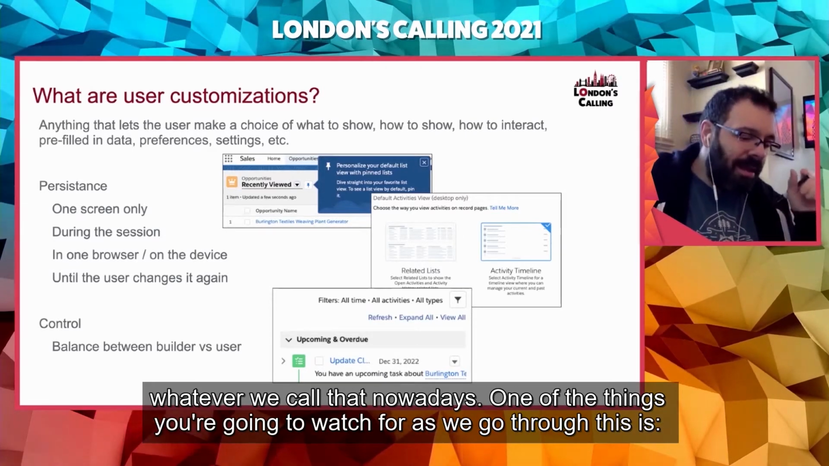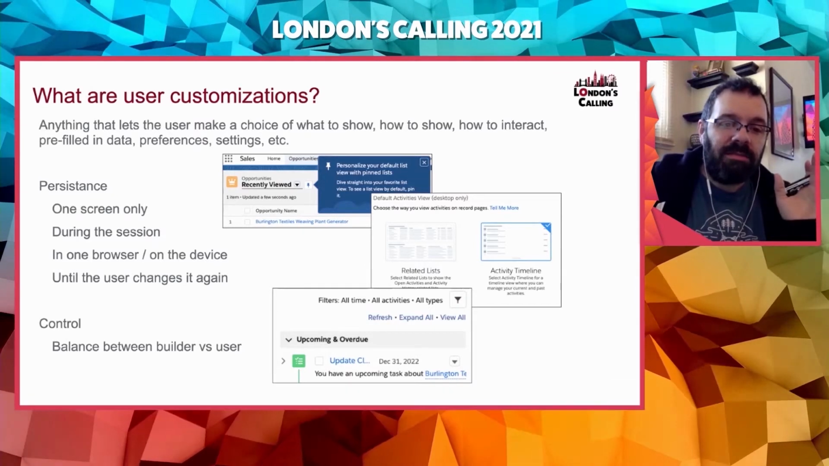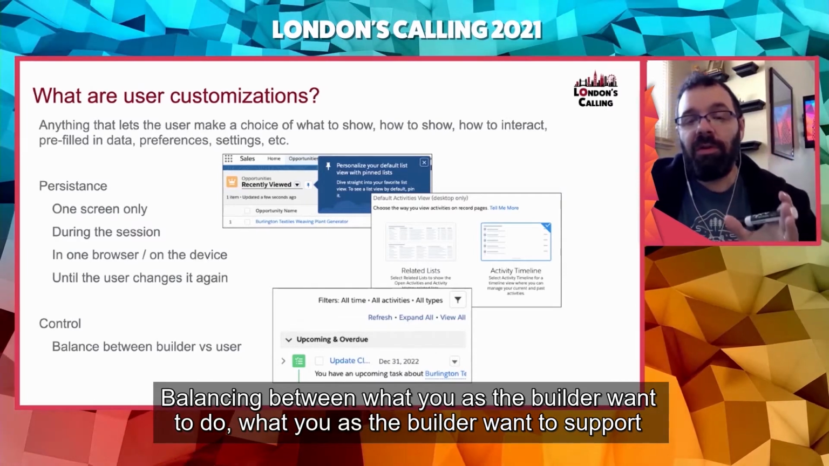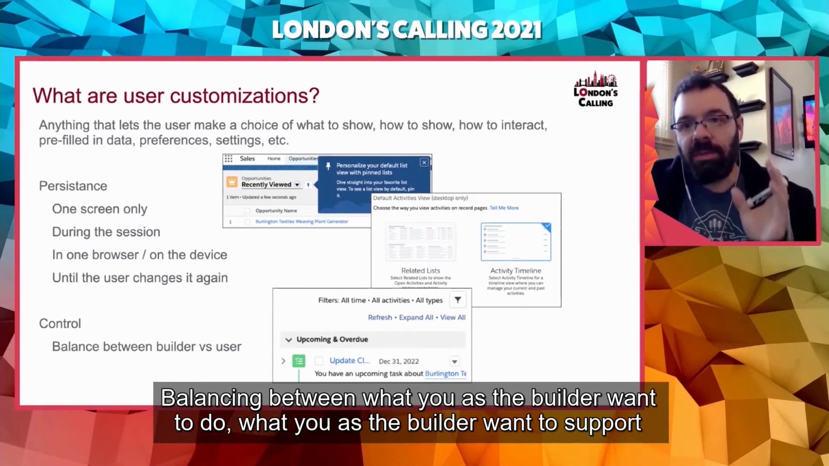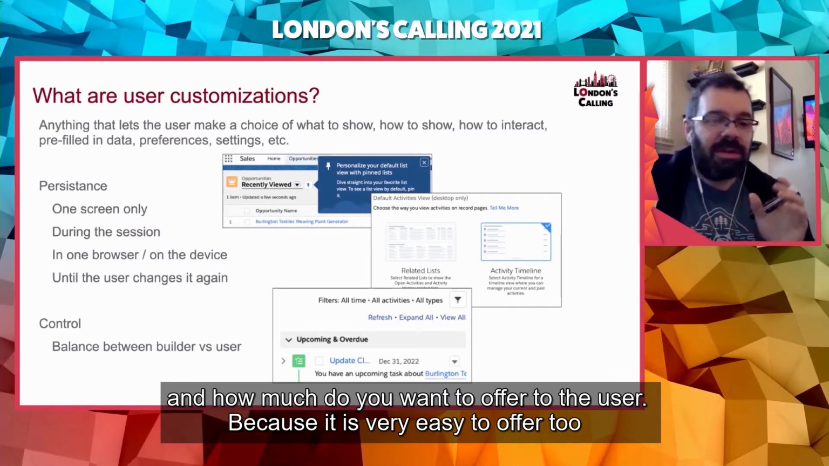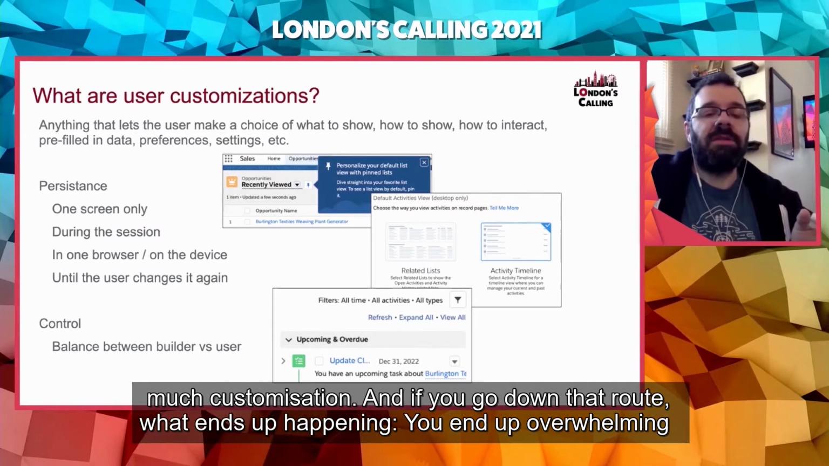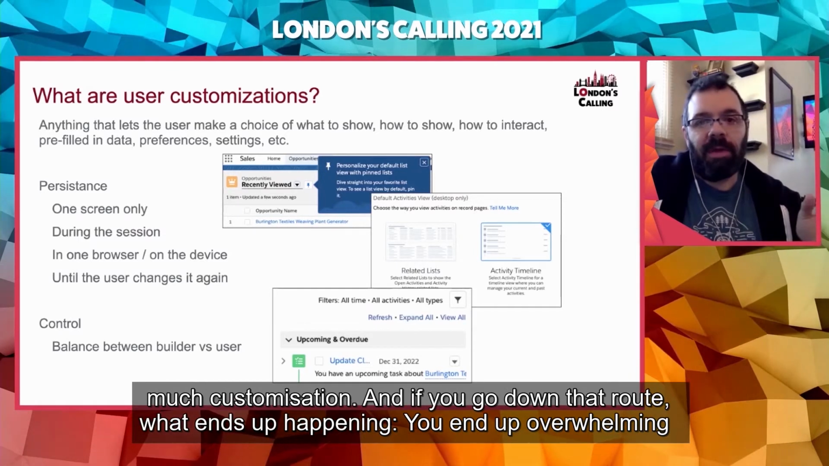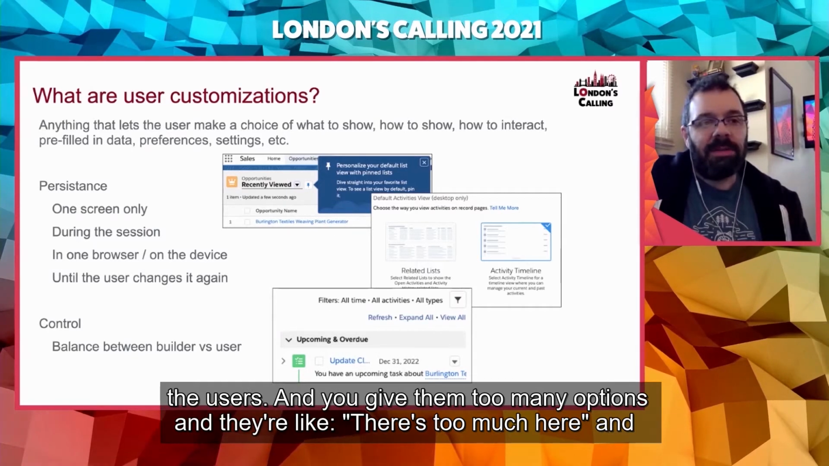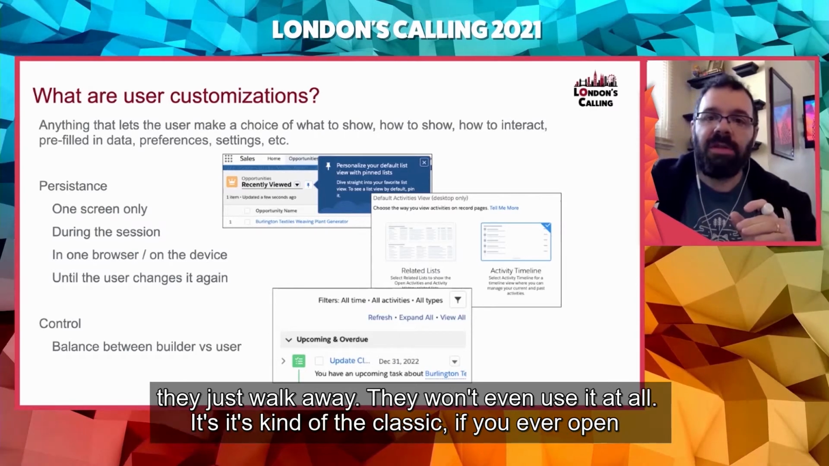One of the things you're going to watch for as we go through this is balancing between what you as the builder want to do, what you as the builder want to support, and how much you want to offer to the user. Because it is very easy to offer too much customization. And if you go down that route, you end up overwhelming the users. You give them too many options, and they're like, there's too much here, and they just walk away, and they won't even use it at all.